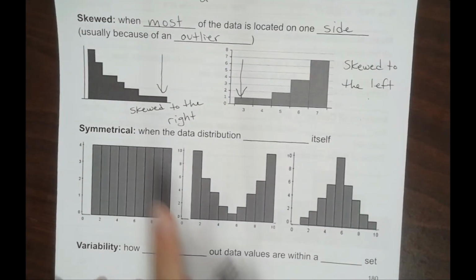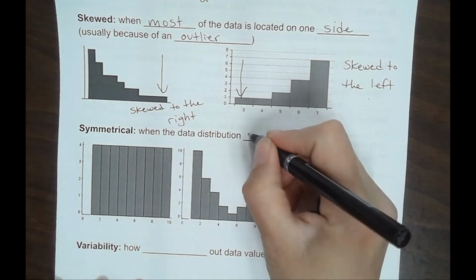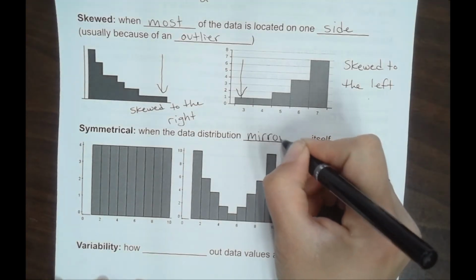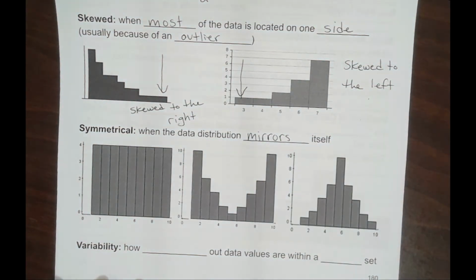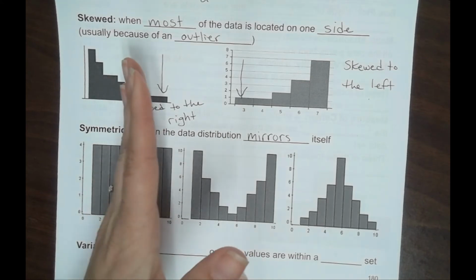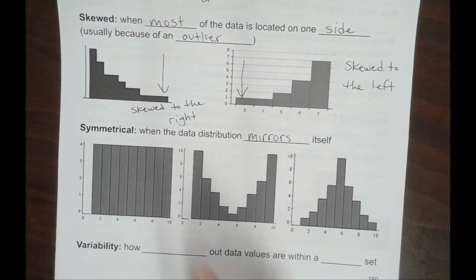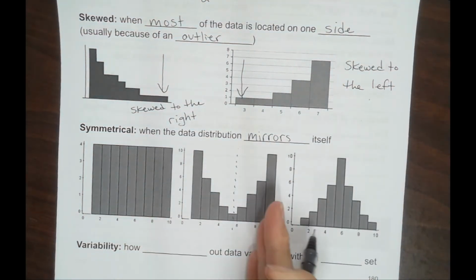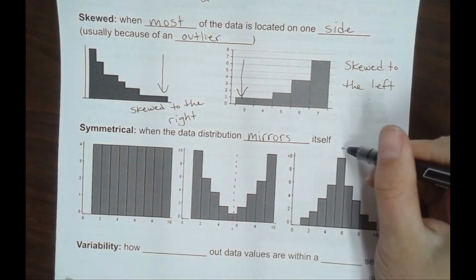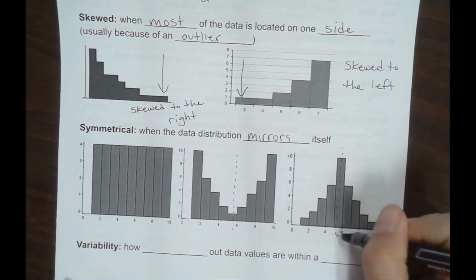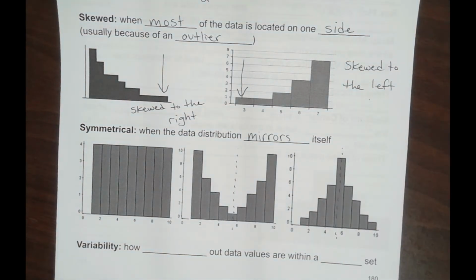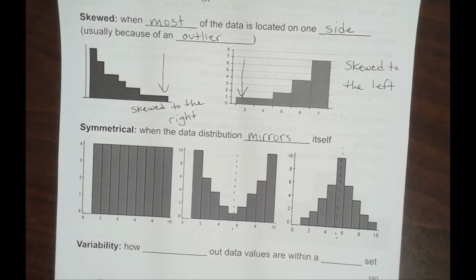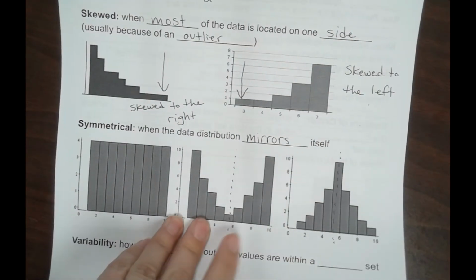Okay, symmetrical is when the data distribution mirrors itself. So here's an example. They're all the same. But if I were to put a line of reflection down this side, it would be a mirror. Same thing here. If I were to make a dotted line here, you see how that makes a mirror on both sides? Okay, here could be another one. So those are all considered symmetrical data distributions. All right, that's all we need to do for today. So go ahead and put that aside.